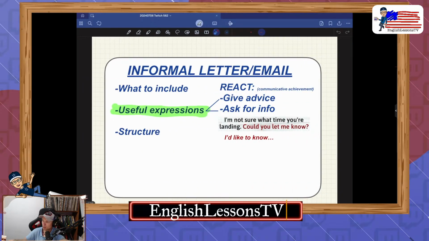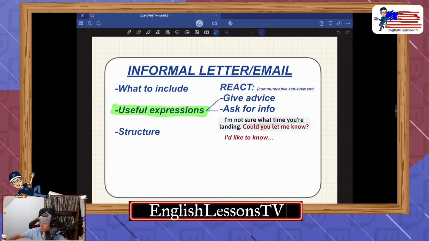Then, what happens when you're being asked for information? I'm not sure what time you're landing. Could you let me know? Or, I'd like to know what time you're landing. So when you want to ask the other person for information because they didn't provide it. Maybe somebody is coming to see you and you need to organize yourself.